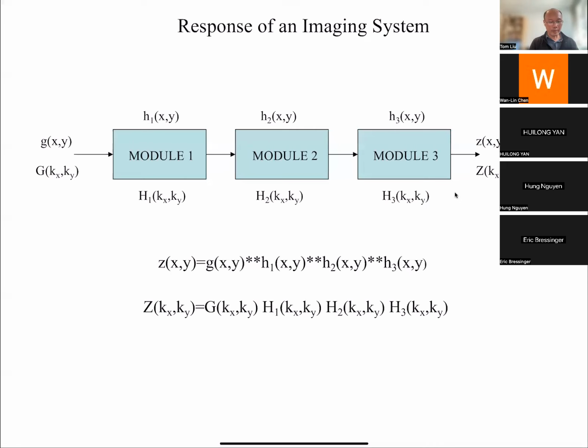And then it turns out that the overall frequency response is just the frequency response of the input multiplied by the modulation transfer function of the first module, a second module, and a third module. And so convolution in this domain gives me multiplication in this domain.